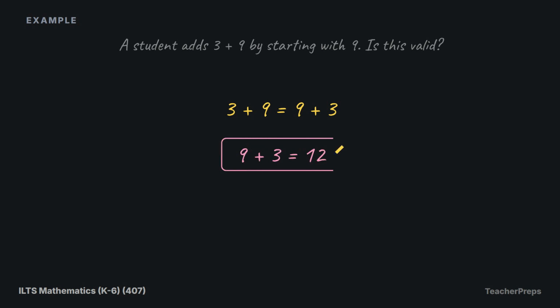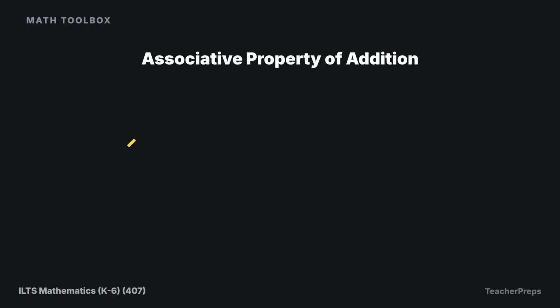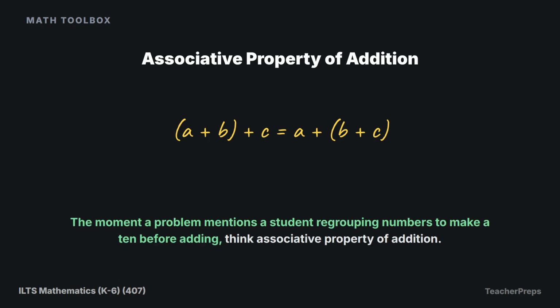Counting on 3 from 9 is easier than counting on 9 from 3, so the strategy is both valid and efficient. The associative property of addition says the grouping of addends does not change the sum. Parentheses can move without changing the answer. In spoken form, quantity a plus b plus c equals a plus quantity b plus c. This is the property that justifies the make-a-ten strategy that teachers build from kindergarten through second grade.